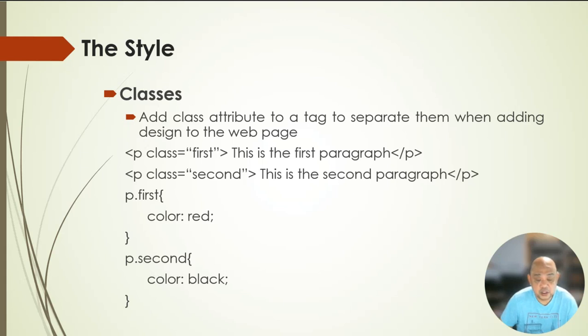Same with the second, where we use p.second. We assign black as the color. It will only affect the second p because it emphasizes that the class whose name is second is basically used for the specific design that would be applied to its unique class and tag name.